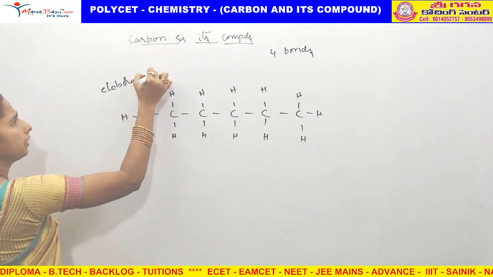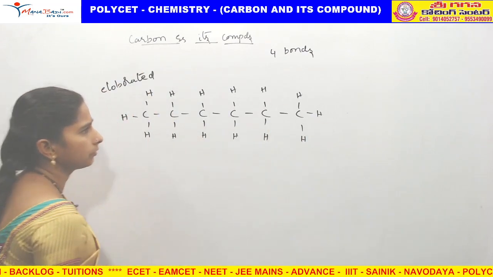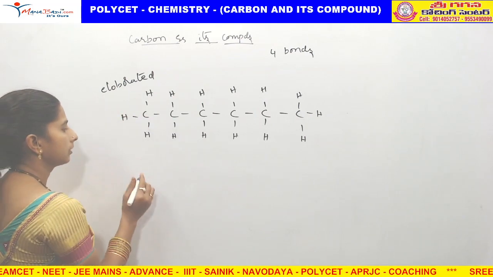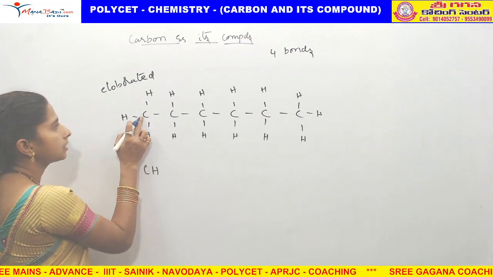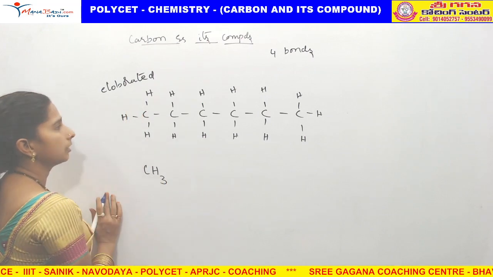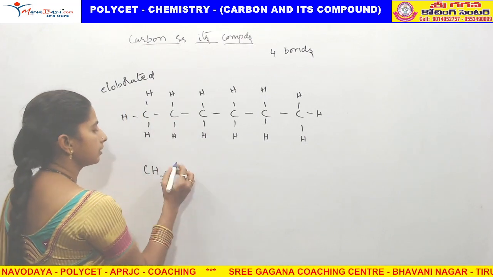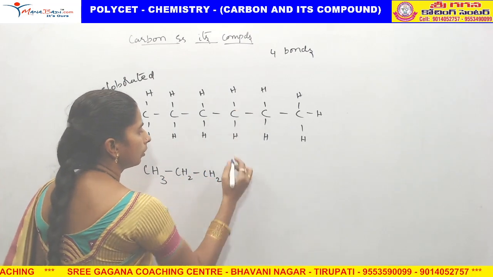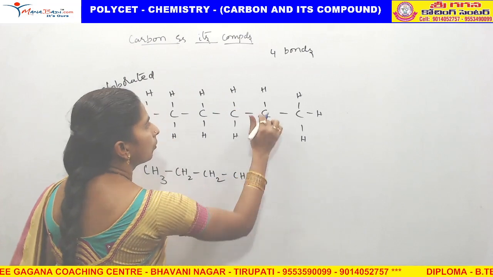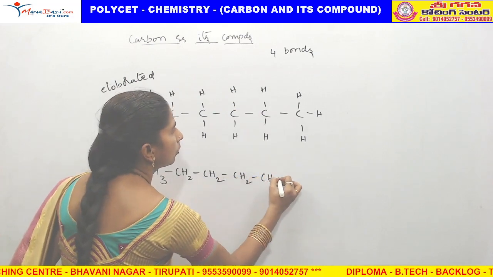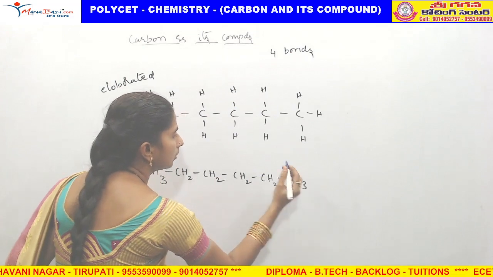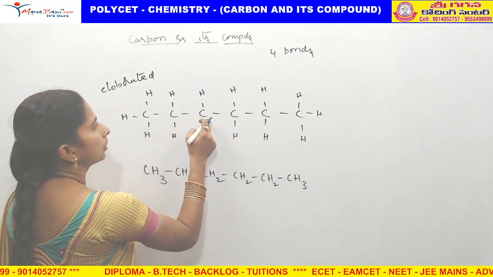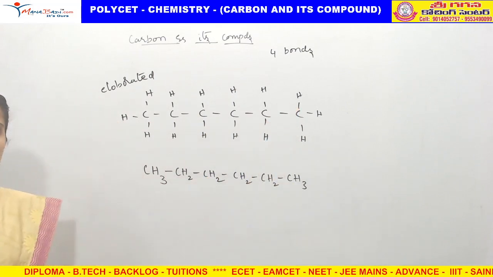Now this is the elaborated form. We have written each and every bond formation elaborately. No need to write like this. We can write CH3, because this carbon has 3 hydrogens. CH3 bond CH2 bond CH2 bond CH2 bond CH2 bond CH3. You can write like this: 1, 2, 3, 4, 5, 6. Right. Okay.